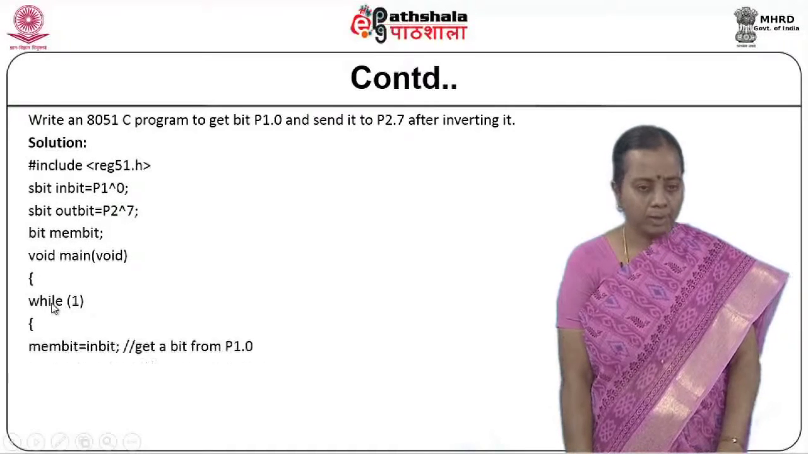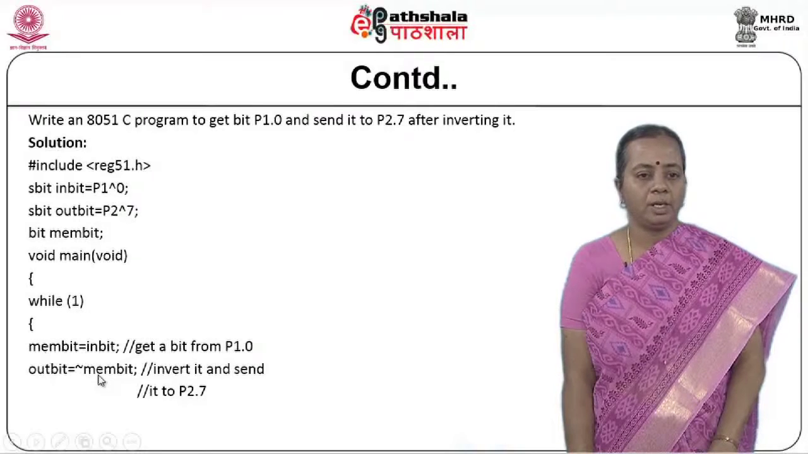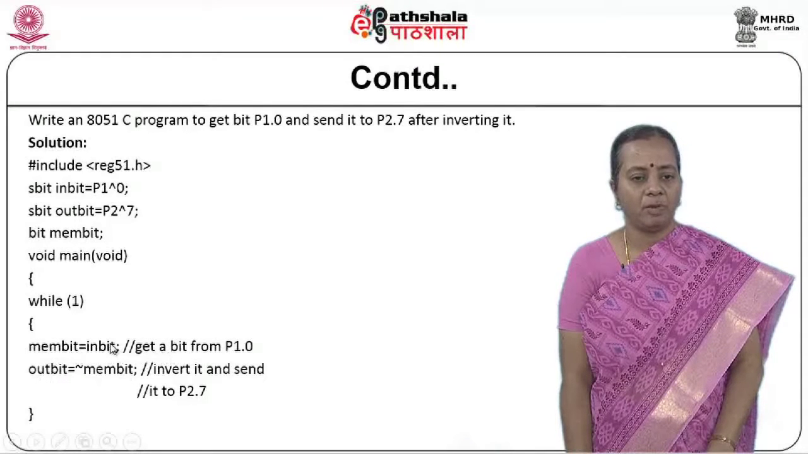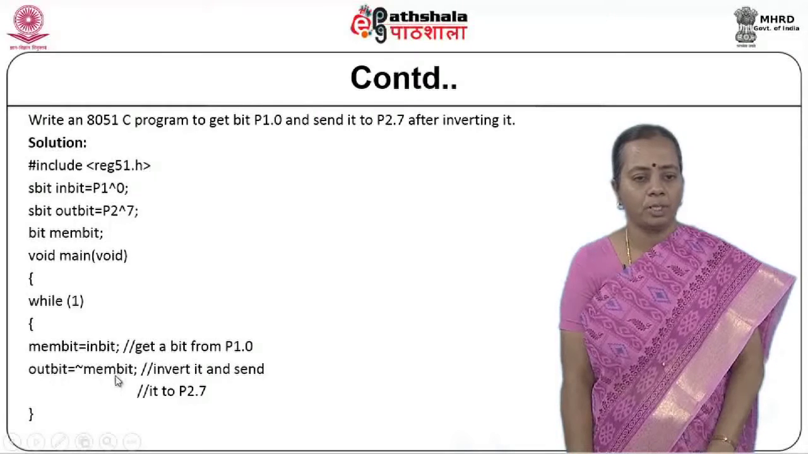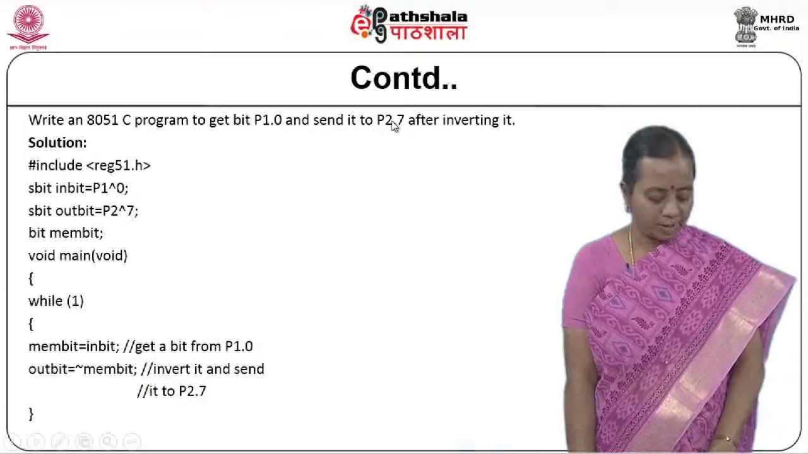Now, while 1 means it is an indefinite loop. So, in bit is equal to mem bit. So, what we have read from P1.0 is moved to mem bit and it is getting inverted, which is assigned to out bit. So, just see that this statement is for reading a bit from P1.0, this is to invert, and it will be assigned to pin 2.7. So, through this particular code we are inverting the thing which is read at P1.0 and it will be supplied to the P2.7 output pin.